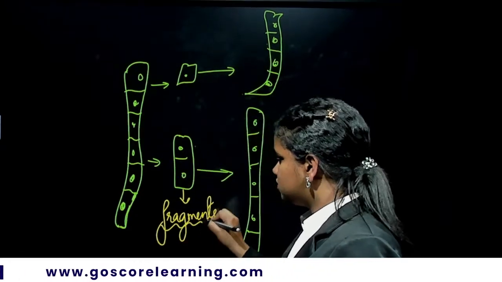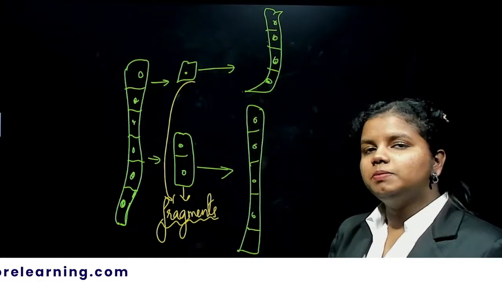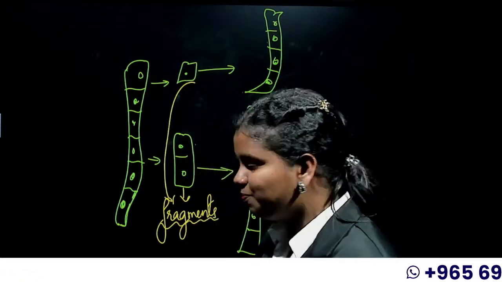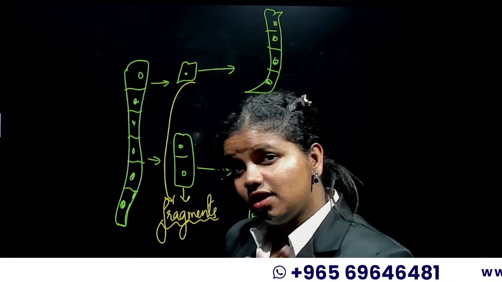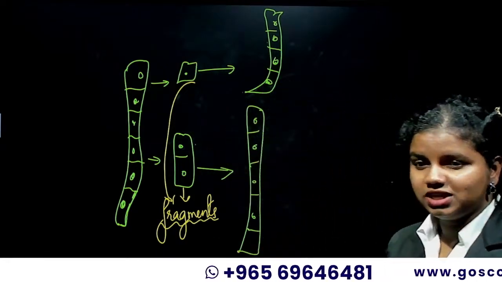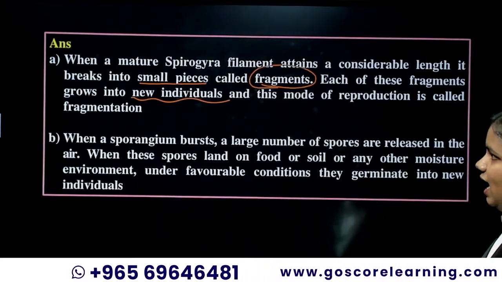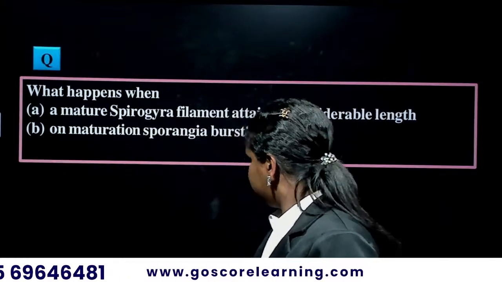Basically, it means pieces. So these are called the fragments, and each fragment has the capacity to grow back into a new Spirogyra filament. Okay, so such a method of reproduction is what you call fragmentation, and a fragmentation example is Spirogyra. Okay, and yeah, there is one more question. I think with that we'll wind up the session.